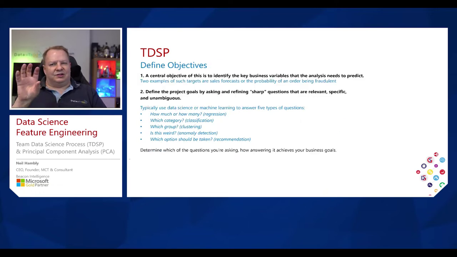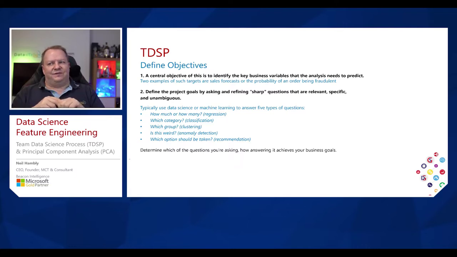So let's go in and just give us a bit more of a look into that defined objective. The central objective is to identify the business variables, as I said earlier, and what we're trying to predict. Is it a yes or no, how many, the likelihood of somebody defaulting on a loan? Are they likely to want to buy this product again in 6 months' time? So we're trying to define it and make it as sharp as possible, making those relevant, unambiguous, really well-defined questions.